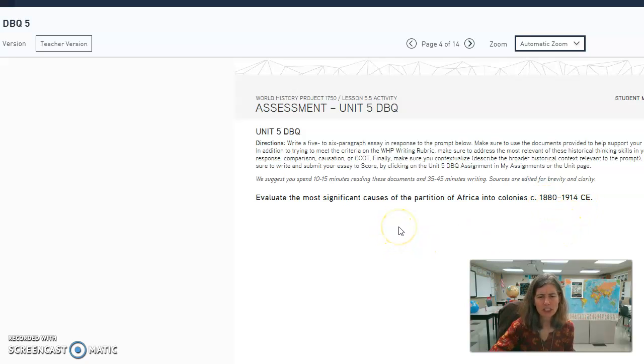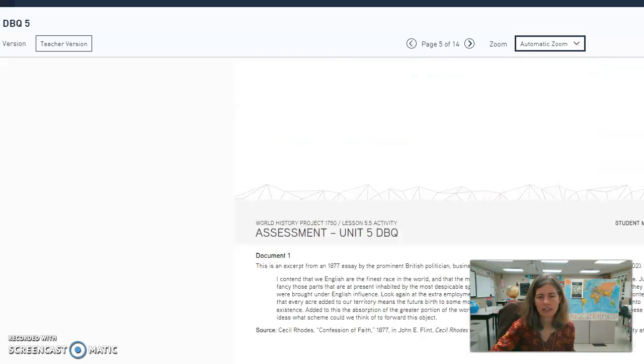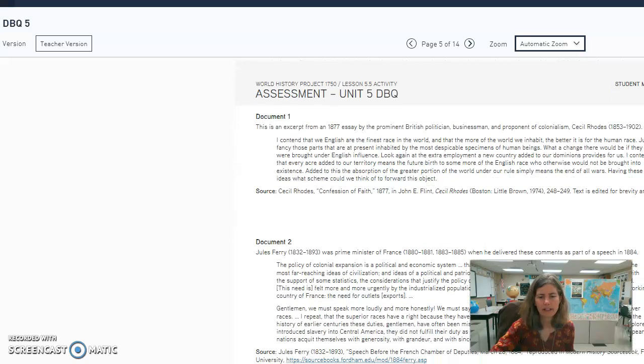So remember to mention those things in each of your paragraphs. Go back to the who, where, when, and of course the what. What is colonialism, or the act of taking over another country? All right. So then usually you have about 7 documents.